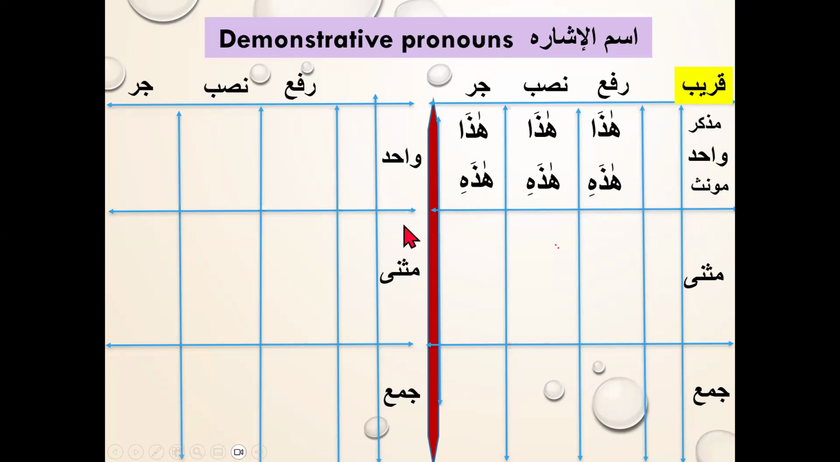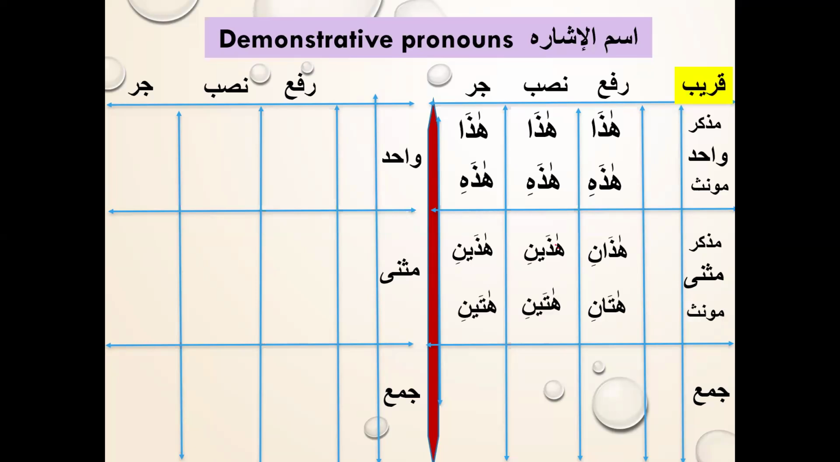Okay. And now I will do the musanna, the dual muzakkar, and it is hadani and hadaini. So musanna is not mabni. It is changeable. For the feminine, mu'annas is hatani, hataini. So hatani or hadani is a rafa state, and hadaini and hataini are used for both nasab and jar state. But the dual is used very few times in Quran. I will show you the number of how many times it is used in Quran.